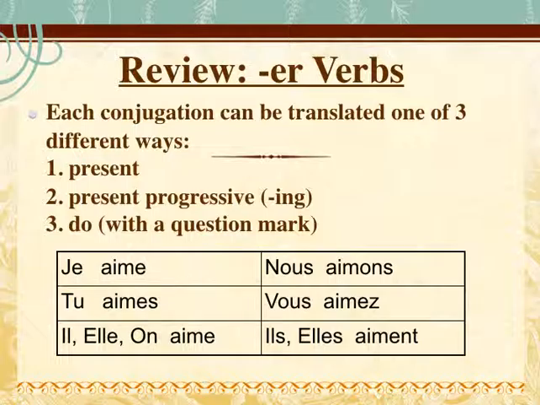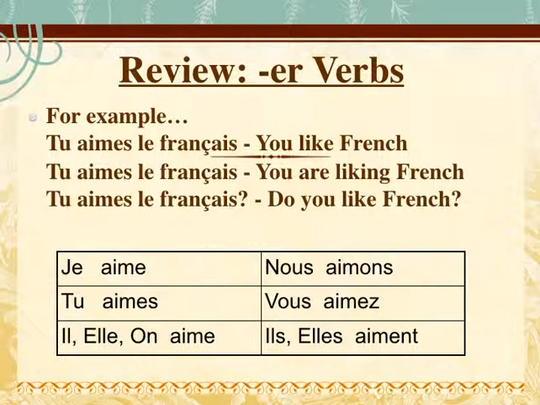Remember that each conjugation can be translated one of 3 different ways. It can be translated in the present. It can be translated in the present progressive, which is the ing form. And it can be translated as a question by putting a do in front and a question mark at the end. So for example, if I take the sentence, tu aimes le français, that could mean you like French, just as a general statement. Or, tu aimes le français could mean you are liking French, like you're liking French right this second.